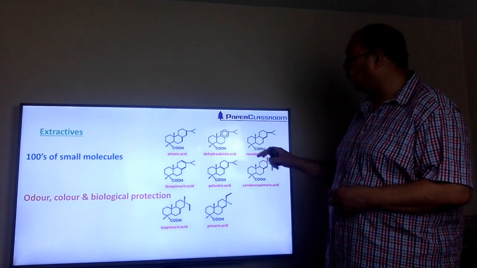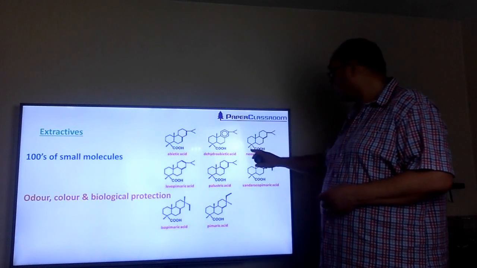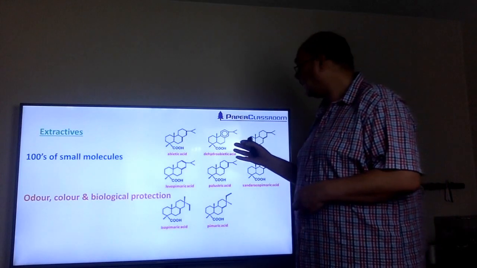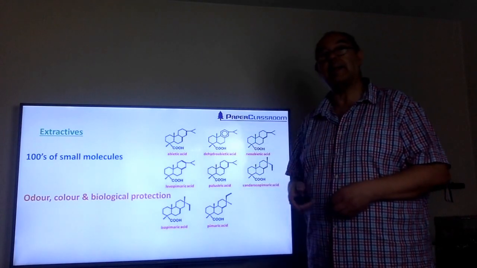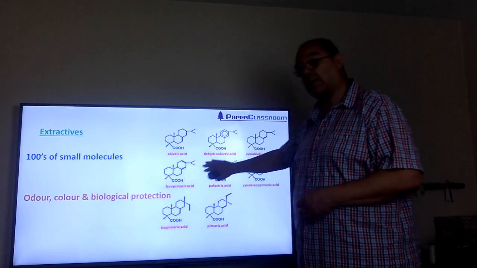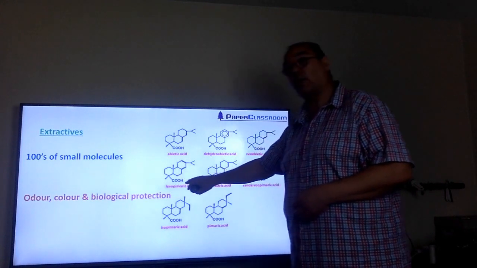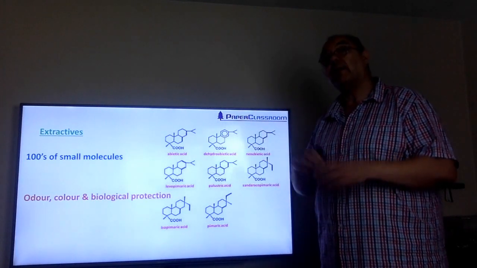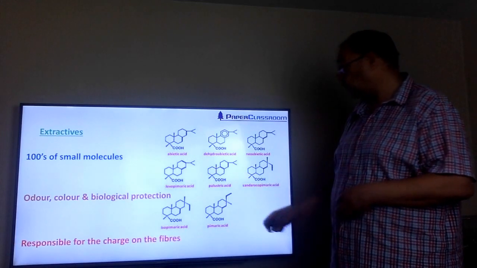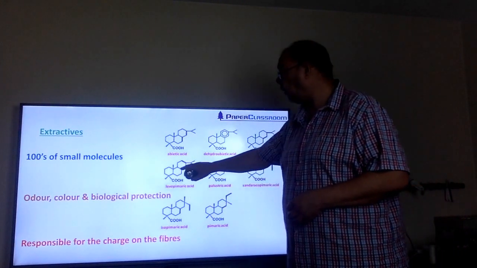The important thing to note is all of these contain these carboxyl groups, this COOH group, and this is really important because these carboxyl groups can ionise. Above pH 7 they will ionise, the H will float off as an H+, a proton. The bulk of this, ending in COO minus, will be attached to the fibre, and this is where the negative charge on fibres comes from. So it's responsible for the charge on the fibre, the carboxyl group from the extractives.